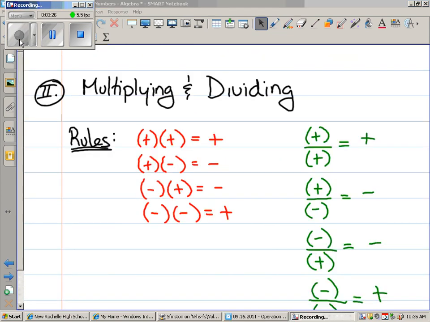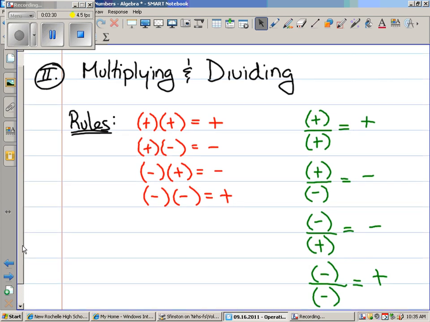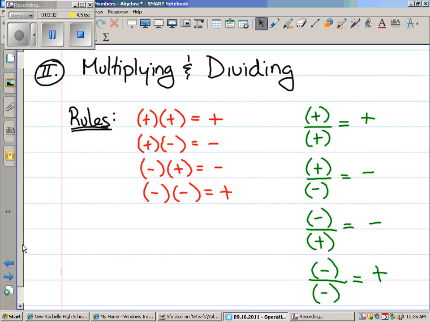So there are some rules. We're on to our next part, multiplying and dividing. Addition and subtraction really don't have very many rules. You just add or subtract them, and it's pretty simple. But multiplication and division has specific rules. Positive times a positive is a positive. Positive times a negative is a negative. Negative times a positive is a negative, and a negative times a negative is a positive. Same thing applies for division.